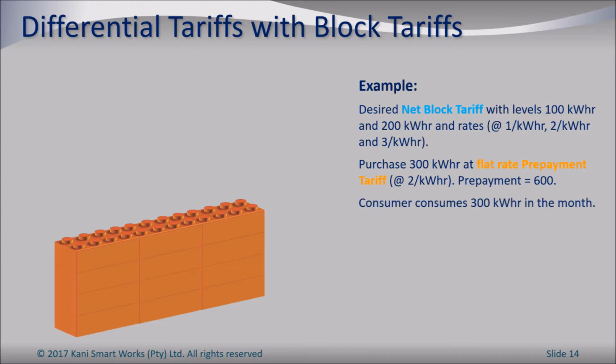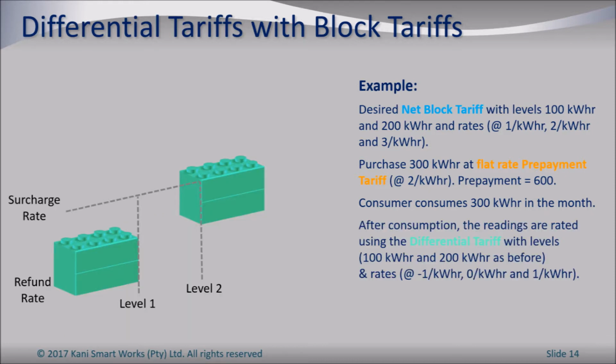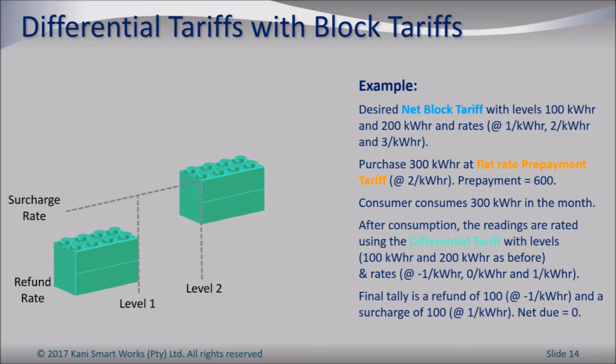Now let's also assume that the consumer consumed 300 kWh in the month. After consumption, the readings are sent to the system and rated using the differential tariff with levels of 100 and 200 kWh as before, but with differential rates of -1, 0, and 1 correspondingly. The final tally is a refund of 100 at the -1 per kWh rate and a surcharge of 100 at the +1 per kWh rate, so the net due by the consumer is 0.